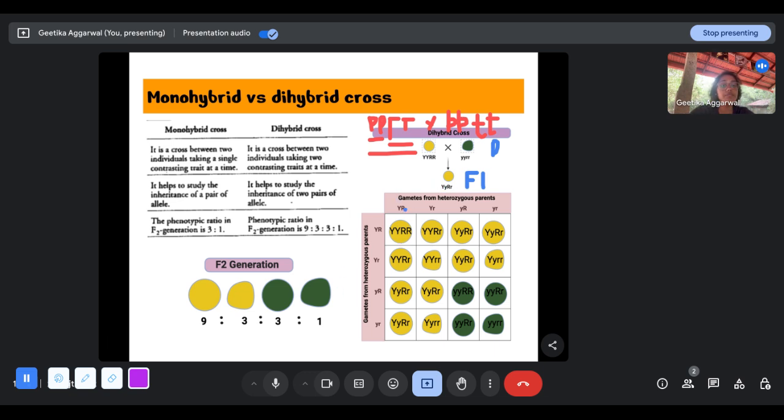In the F2 generation, the gametes that can come from the heterozygous parents are: you can either get a capital Y for yellow color and a capital R for a round seed. You can get a capital Y for yellow color and a small r for a wrinkled seed. You can get a small y for green color and a capital R for a round seed, and a small y and a small r for green wrinkled seeds. Okay, so these are the four combinations, and when you combine all of this, this is what you get.